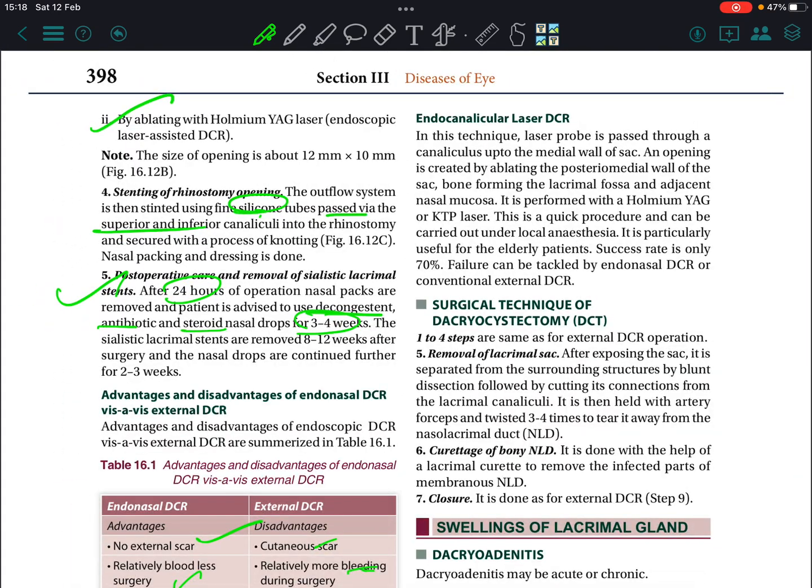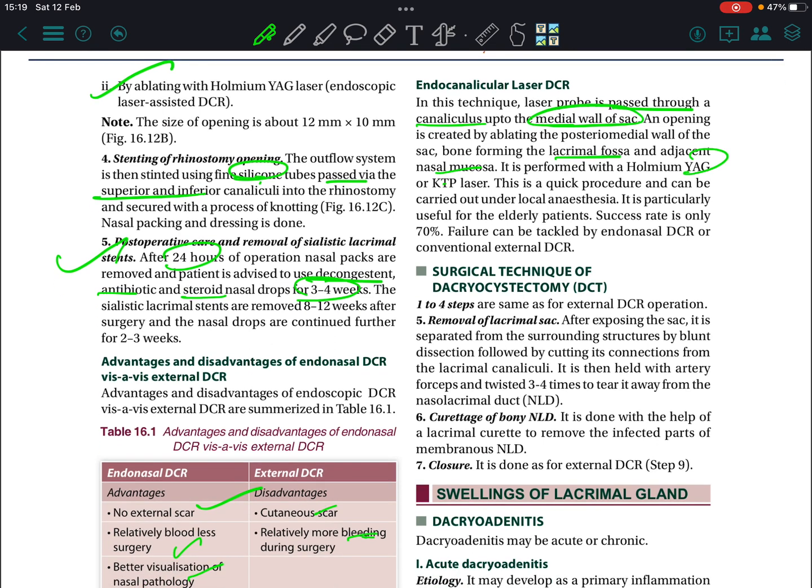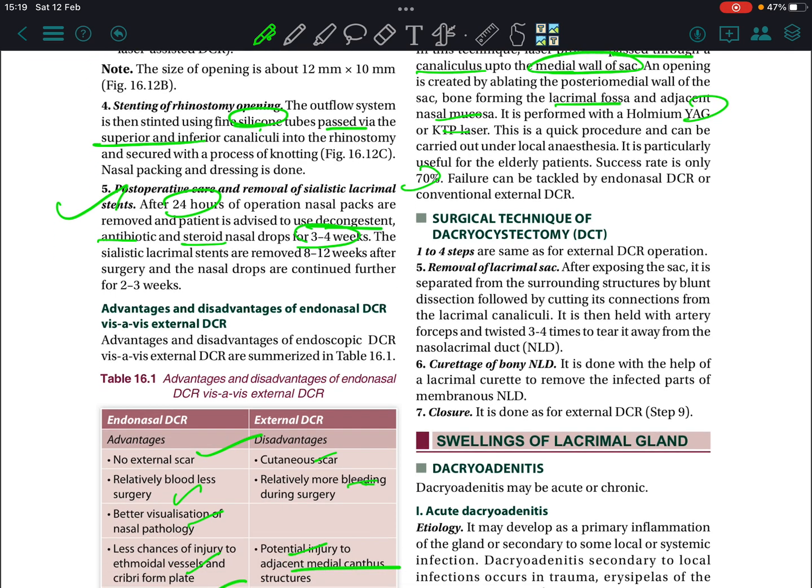Endocanalicular laser DCR. In this, laser probes pass through a canaliculus into the sac, and an opening is created by ablating the posterior wall and bone forming the lacrimal fossa and adjacent nasal mucosa. It is performed by holmium YAG or KTP laser. Success rate is only 70%.